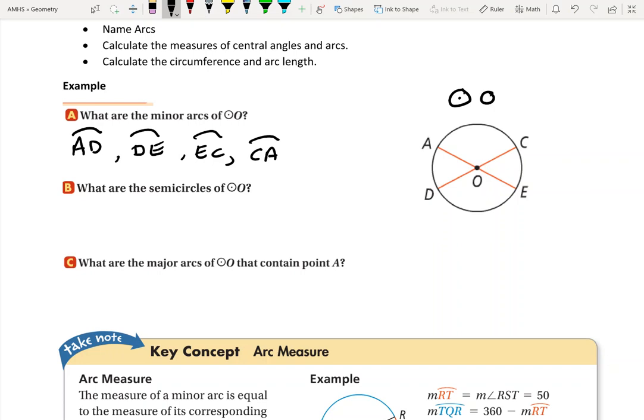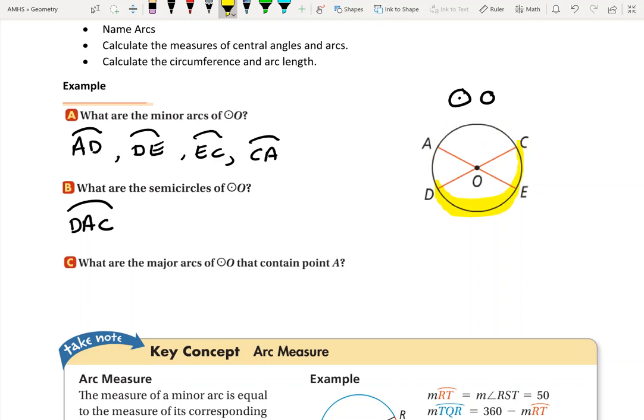Semicircles. That means they go exactly halfway around the circle. So I have a couple semicircles here, starting at D, going all the way around to C. That's a semicircle. I passed through point A to get there, so I'm going to call this arc DAC. I have to have that letter A in there to indicate that it was the semicircle going through A, because between D and C there's another semicircle, but it goes the other way.